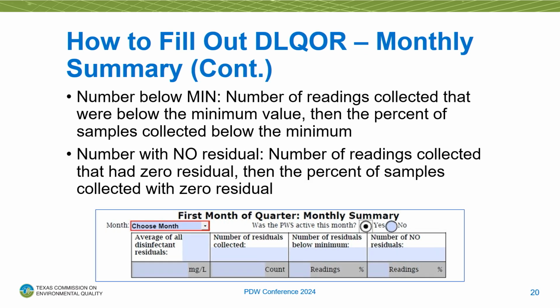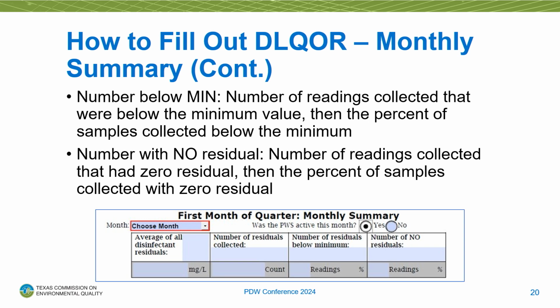More or less. The next column is the number of residuals below minimum. This is going to be any residuals that you took that were below 0.2 for free chlorine or below 0.5 for a total chlorine system. So make sure you're including that data in there. You're going to include the number of readings that you took that were below and the percentage.